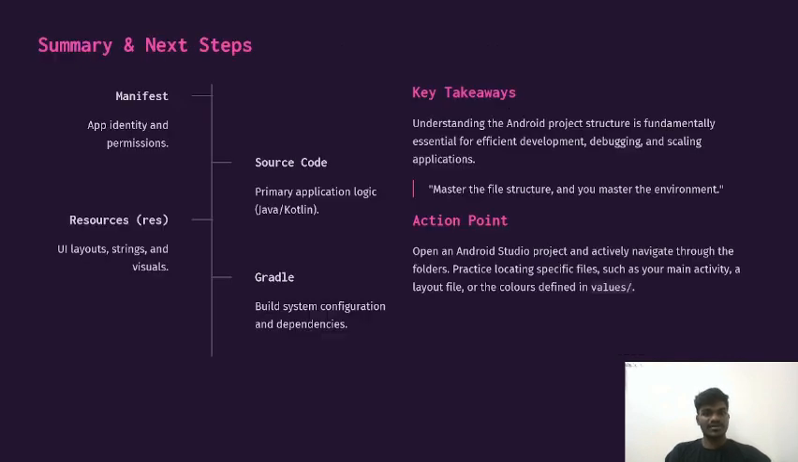To summarize this topic, the manifest defines the app identity and permissions. The source code folder holds the logic. The resources folder manages the design and visuals, and Gradle controls the build process. Understanding this structure is very important for Android developers because it helps us work efficiently and fix errors quickly. The more comfortable you are with the structure, the faster you can develop apps. As a next step in Android Studio, explore these folders in your own projects to see how everything connects.